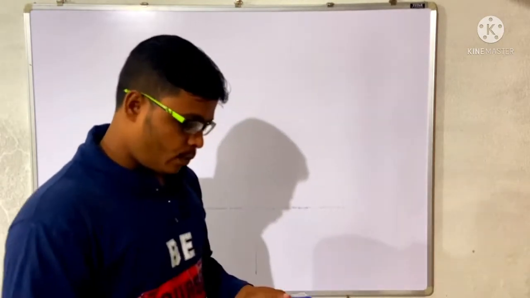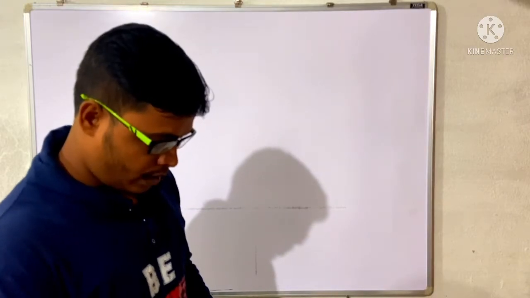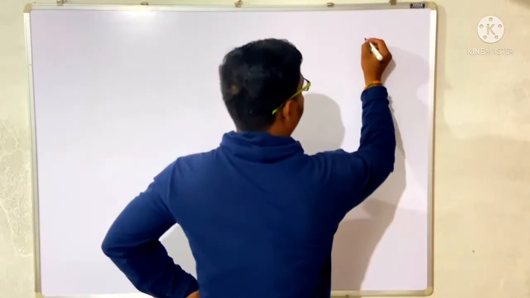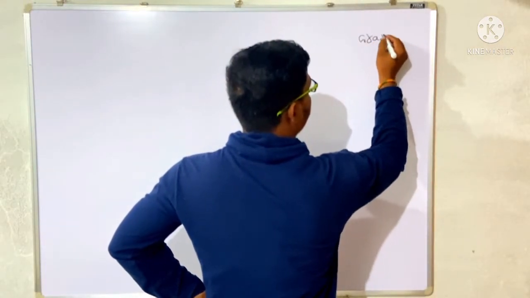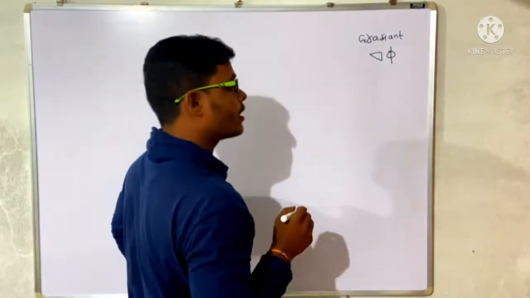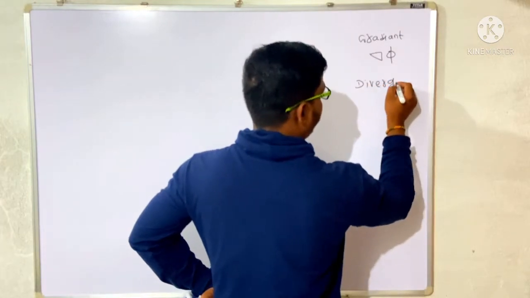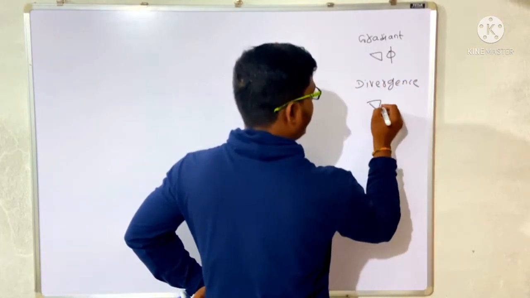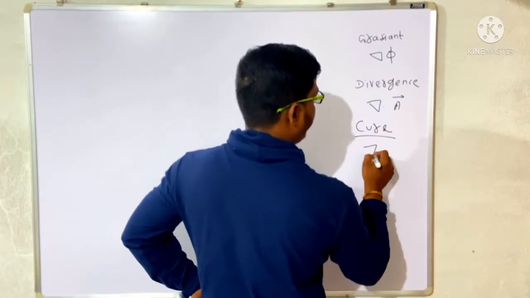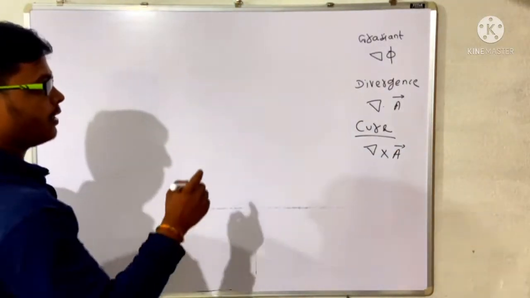So what are the important things we have to know? First of all, the gradient, and we can calculate the gradient for a scalar quantity. Then the divergence, and for the divergence we need a vector quantity, and for the curl we also need a vector quantity, but there is a cross product. So what is the gradient?